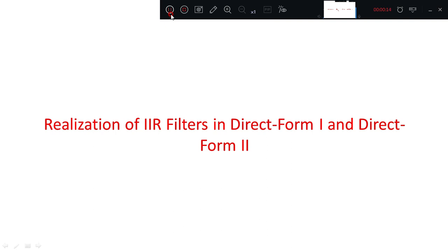Before I start with today's topic, let me revise a few points which we learned in the previous class. So we started our discussion from the definition of filter, which is basically a network comprising passive resistors and capacitors. You may include active components like op-amp also.